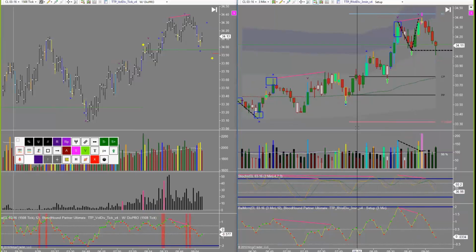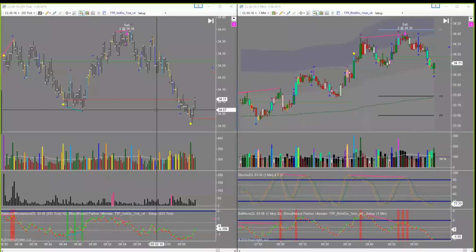Okay, so when we're fine-tuning this, we've got the 3-minute and the 1508, but we also use the 1-minute and the 233, which is right here. So everything is kind of coming together at that high, obviously, which is where I shorted right here.